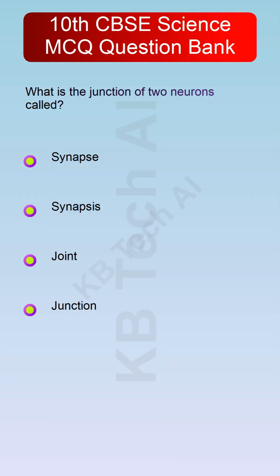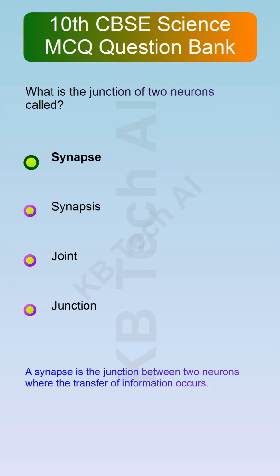What is the junction of two neurons called? Option 1, synapse. Option 2, synapsis. Option 3, joint. Option 4, junction. The answer is, option 1, synapse.